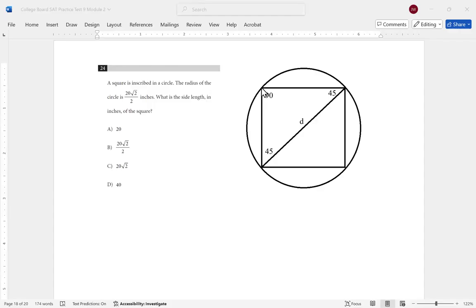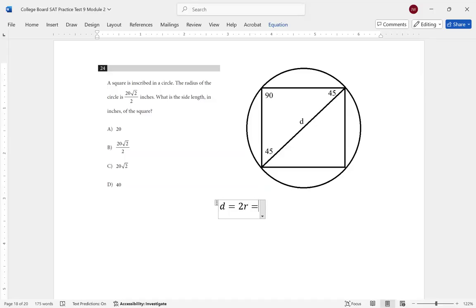First off, we can see that we have a square inscribed inside of a circle. The radius of the circle is 20 times square root of 2 over 2. Now, the radius of the circle is going to be half the diameter. That's always the case. But notice that if we draw from corner to corner of our square, we get the diameter of the circle. So the diameter of the circle we know is twice the radius.